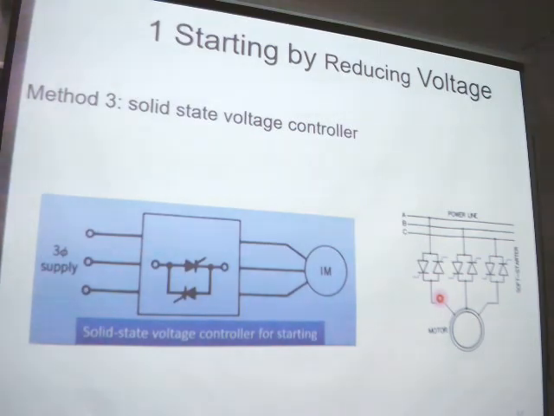So also we say this is soft starting. We say this soft starting method because there are a large number of values, you can adjust the voltage. You can get any voltage value. So this method is good.